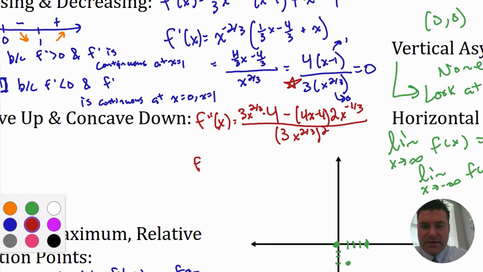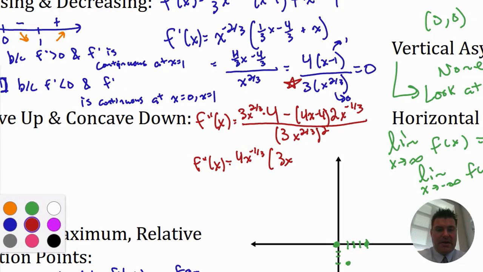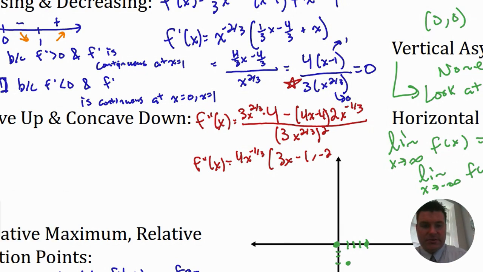I'm going to clean this up a little bit here. On the top, I can actually factor out a 4x to the negative 1/3. It's going to leave me with 3x for the very first term, and the next term I have x minus 1 times 2, so it's going to be minus 2x minus 2. Sorry, I'm doing a lot of mental math right here. I took out the 4, which is x minus 1. Distribute that. It should be 2x minus 2, so it's actually going to end up being a plus 2, all over this 9x to the 4/3.